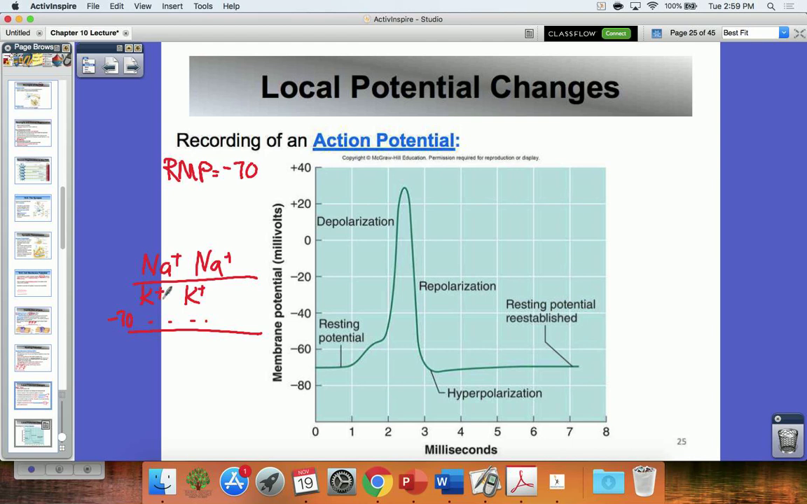So if these positive charges start to leave, will it become more positive or more negative? If these positive charges start to come in, will it become more positive or more negative? Hopefully you're thinking that if more sodium comes in, that's going to make it more positive. That's pretty much what happens here, an influx of sodium. And that's what's going to come up on these next few slides, okay?